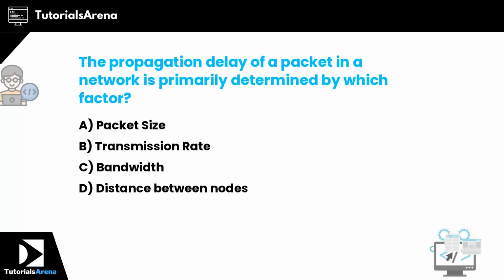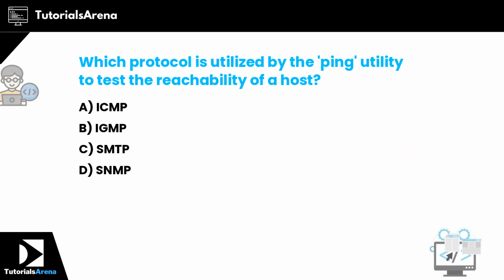The propagation delay of a packet in a network is primarily determined by which factor? The correct answer is option D, distance between nodes. Which protocol is utilized by the ping utility to test the reachability of a host? The correct answer is option A, ICMP.